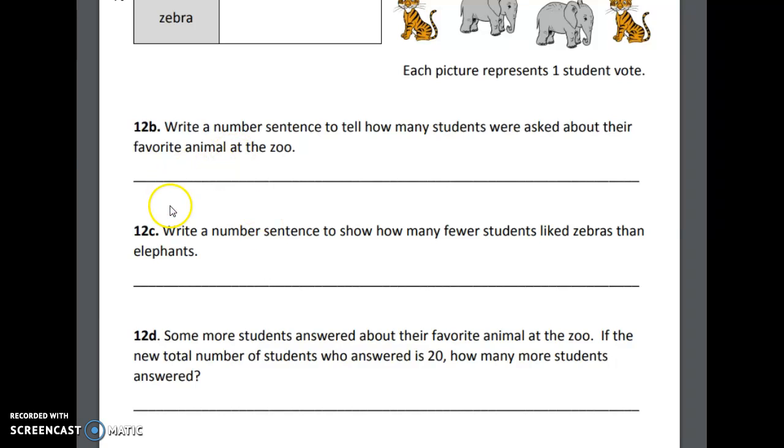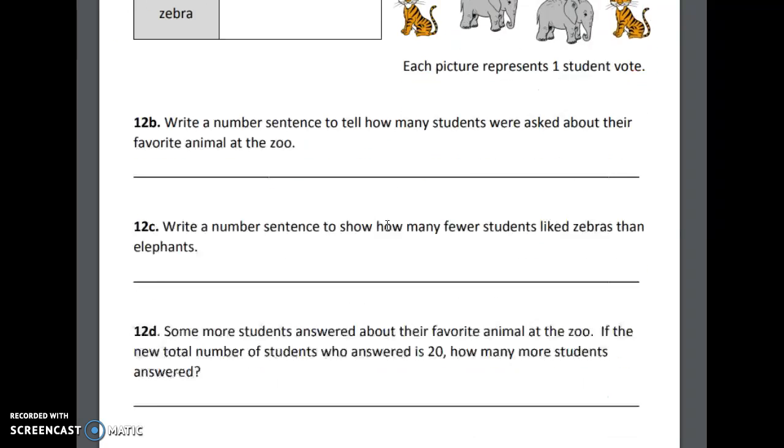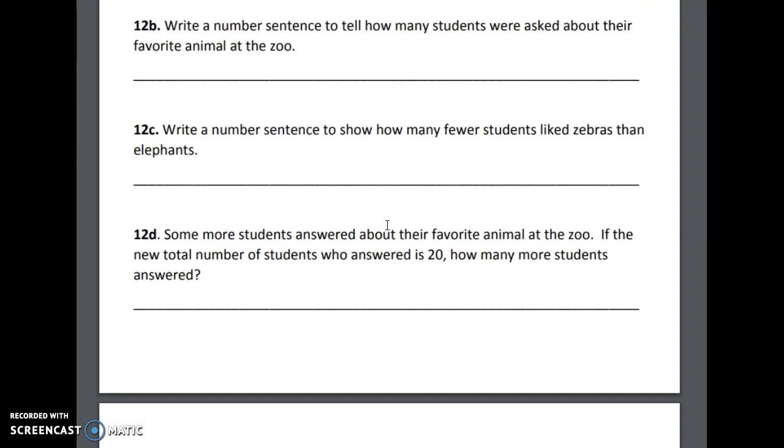Okay, this first question says, write a number sentence to tell how many students were asked about their favorite animal. So how many total votes were there? Write a number sentence including all the animals and the answer on this blank. The next question says, write a number sentence to show how many fewer students liked zebras than elephants.